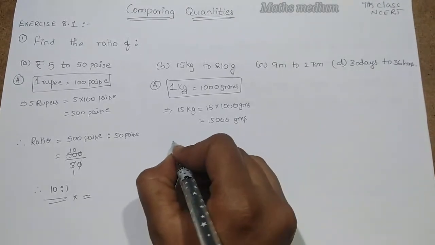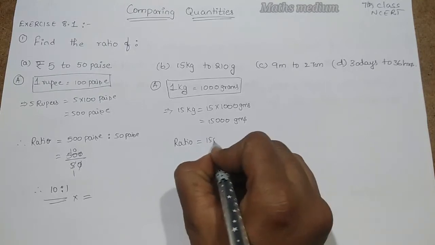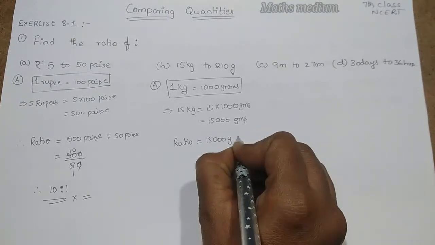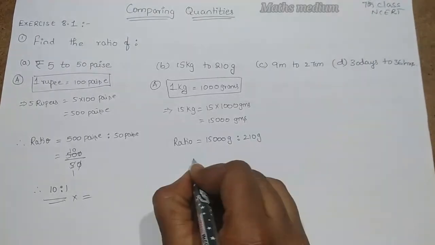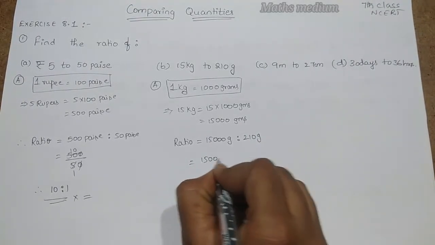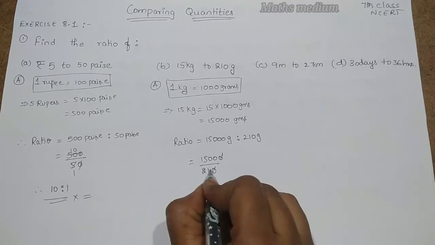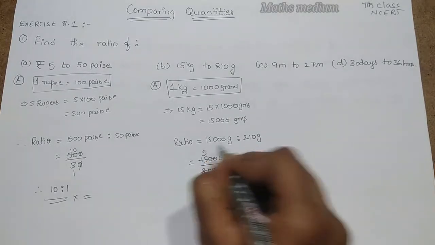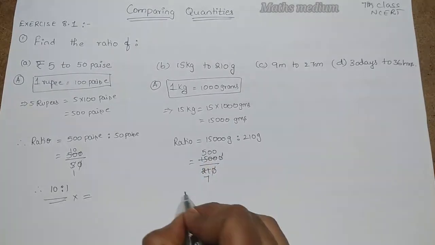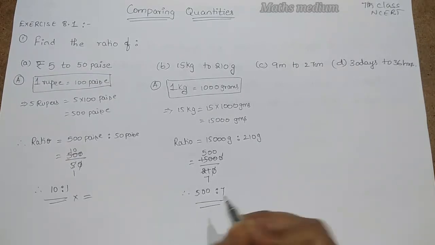Now, ratio, 15,000 grams is to 210 grams. 15,000 divided by 210, 00 gets cancelled, 3 sevens are 21, 3 fives are 15, 00. Therefore, 500 is to 7 is the answer.